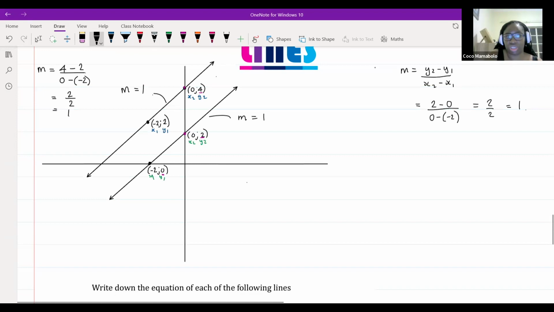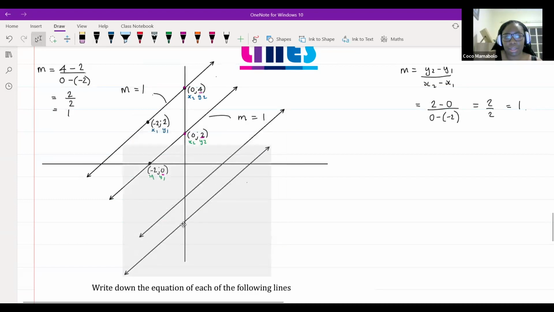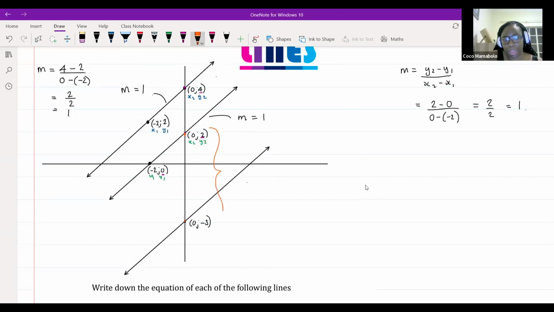Now, let me ask you guys a question. If I decided to draw another line that's parallel to both of those lines down there, and I decide that this point over here is (0, -3), I know that I have moved from here to there. How many units did it take to move from there to there in the y direction? From 2 to -3, correct. It took us 5 units.